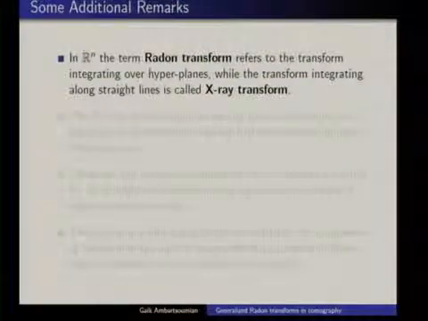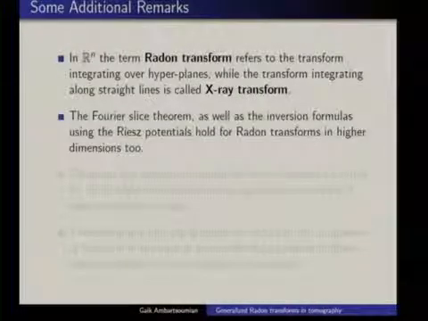Okay, so some additional remarks. This is something that I said yesterday, that in Rn, the Radon transform is integrating along hyperplanes. If you want along lines, it's the X-ray transform. And for the Radon transform in higher dimensions, there are inversion formulas similar to the Riesz potential type formulas that we discussed.